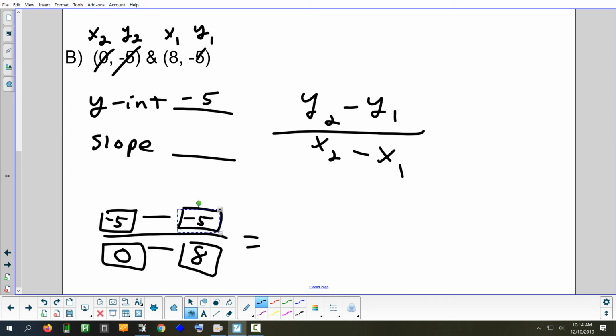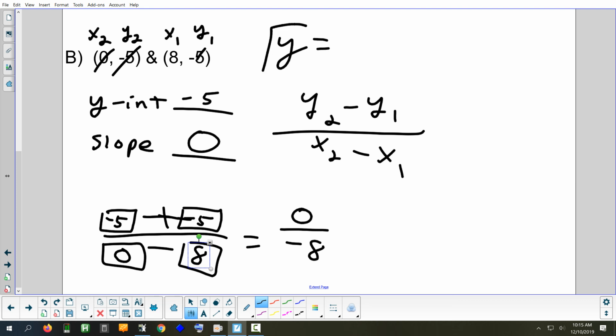-5 minus -5. We just had that happen before. Minus a minus turns into a what? Right, so this really becomes a plus. What's -5 plus 5? 0. That turns out to 0. And 0 minus 8? -8. And 0 divided by anything is always what? 0. Always gets 0. So there's your slope.